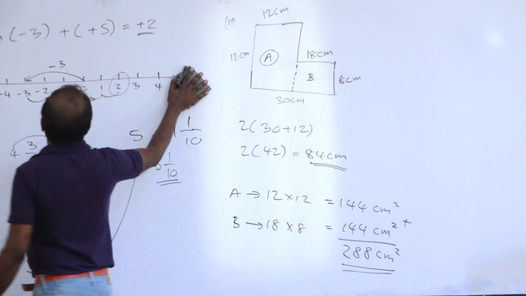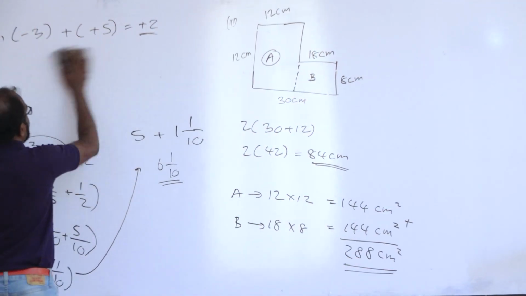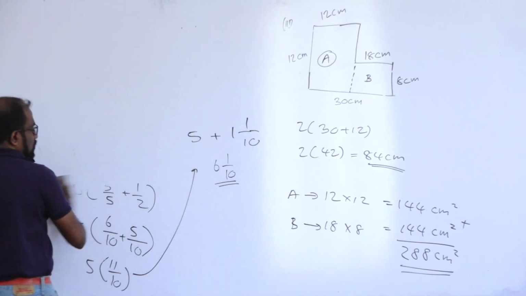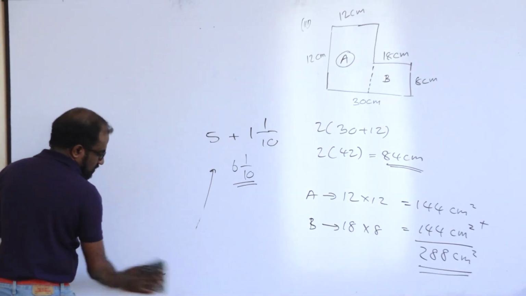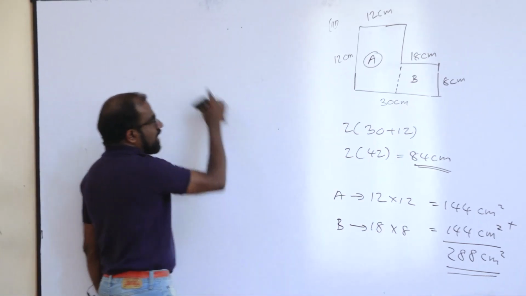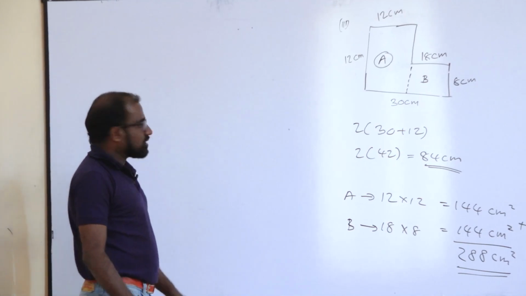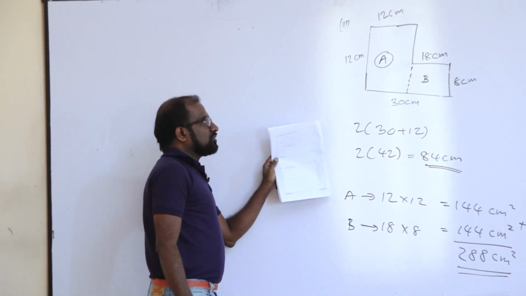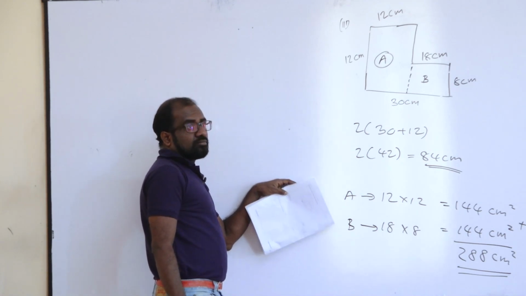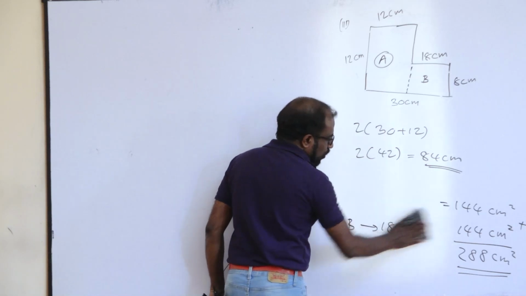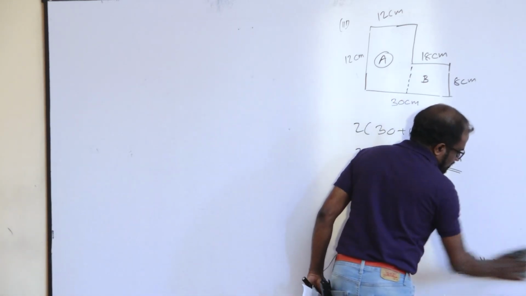Question number 4. I have tested one of the most important lessons in your syllabus. Number line, directed numbers, important lessons. Fractions. Then length, somewhat important, and area. Area is another important lesson. Even in the oral paper you have area sums.